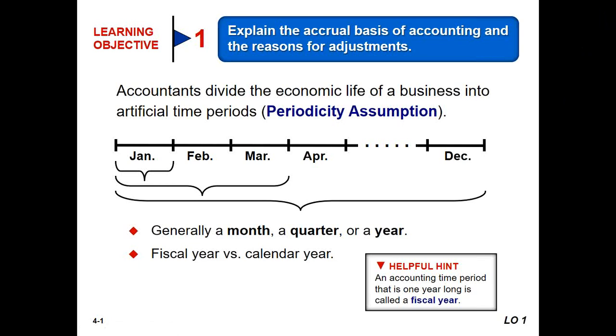Some companies operate on a calendar year. A calendar year starts January 1st and ends December 31st. Other companies operate on what they call a fiscal year. It may start March 1st and run through the end of February, or it may start July 1st and run until June 30th. It's a 12-month period of time, but not necessarily based on the calendar.